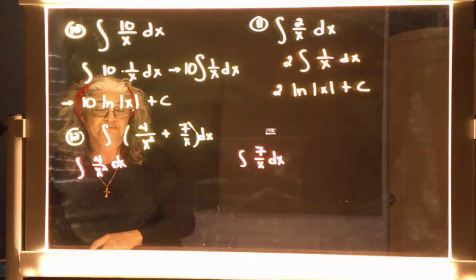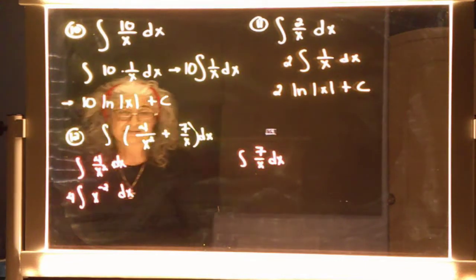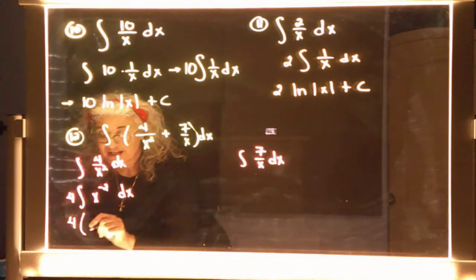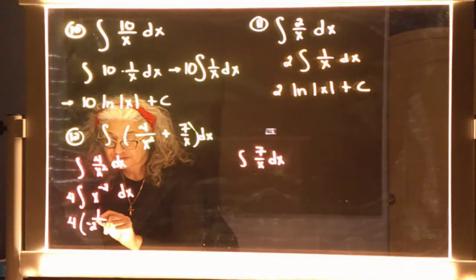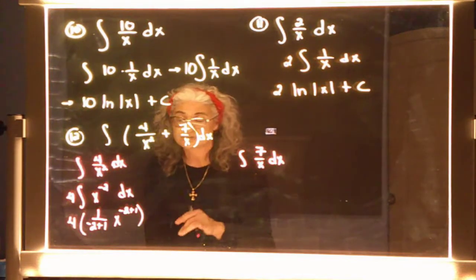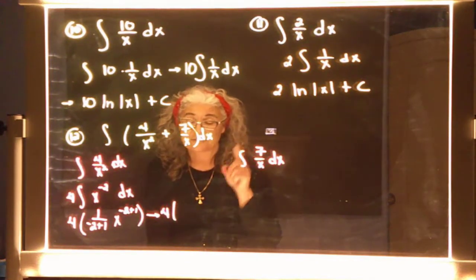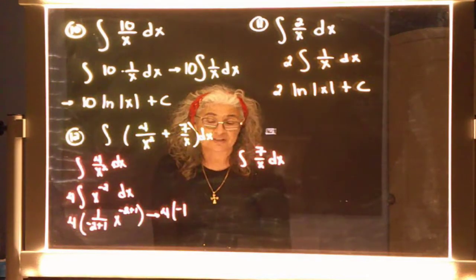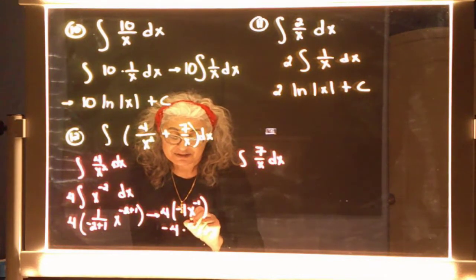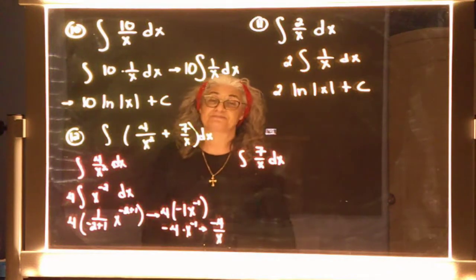Talk to me about this one. Good, the 4 is going to come on the outside. And you can write this as x to the negative 2 dx, can't you? Good job. So let's finish with this one before we move on. So, good, 4 times 1 over negative 2 plus 1, x to the negative 2 plus 1, and then plus a constant. We'll get to that guy in a second. So what is going to happen here? Good. 4 times, yeah, that fraction is just going to become negative 1, isn't it? X to the negative 1, which is basically negative 4 times x to the negative 1, or it can be rewritten as negative 4 over x, couldn't it? Awesome.